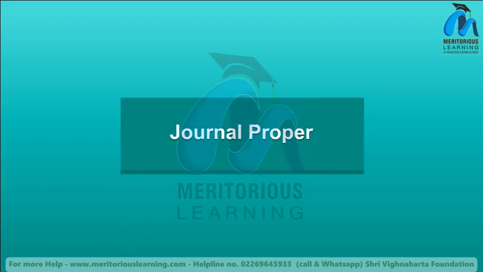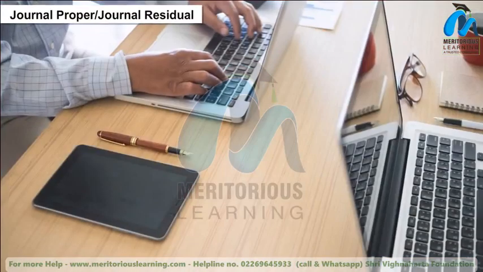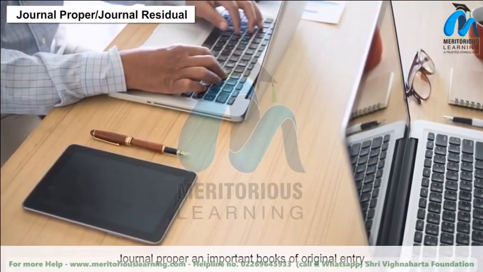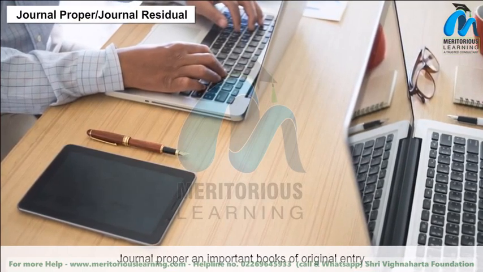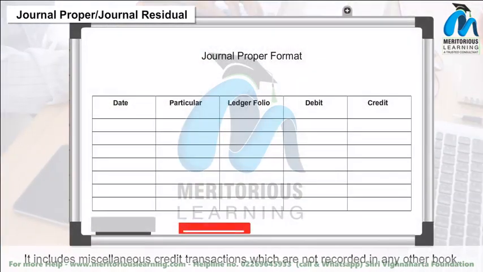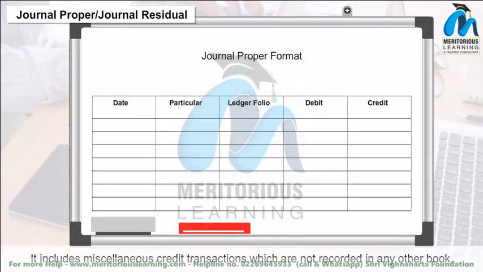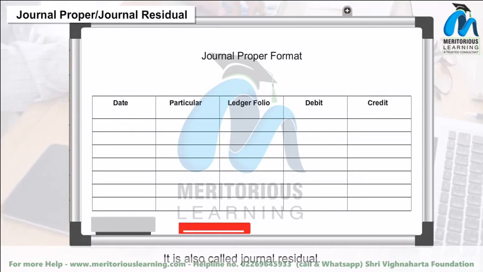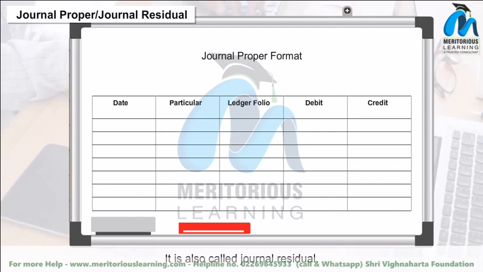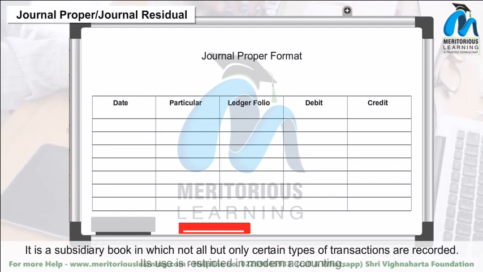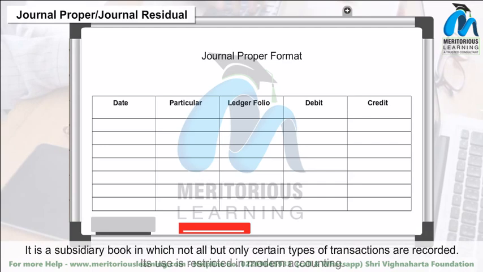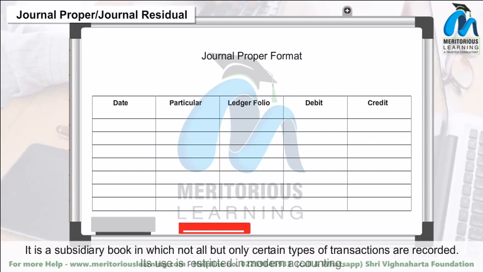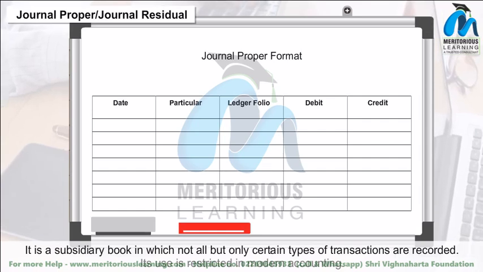Journal proper. Journal proper or journal residual. Journal proper is one of the important books of original entry. It includes miscellaneous credit transactions which are not recorded in any other book. It is also called journal residual. It is a subsidiary book in which not all but only certain types of transactions are recorded. Its use is restricted in modern accounting.